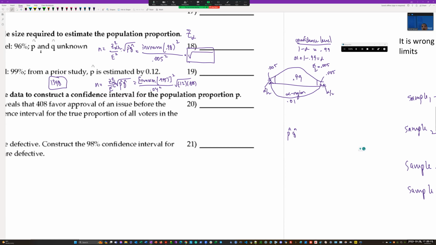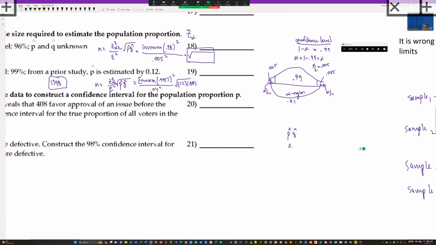If we don't know anything about what P and Q are, right? Then we should have to sample the most amount of people. Does that make sense? We're so confused we don't even know what P hat and Q hat are. Is that correct? N should be as large as possible. Is that right?